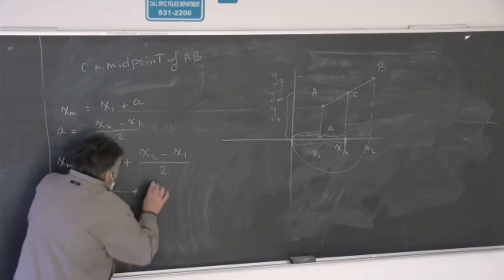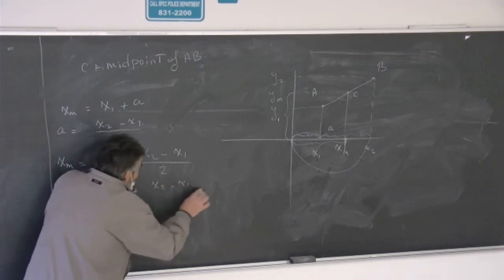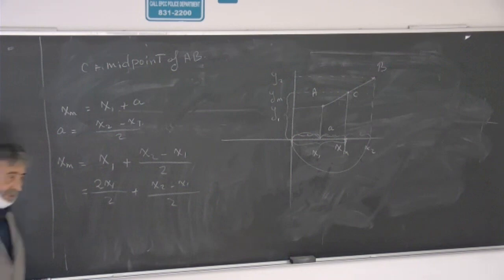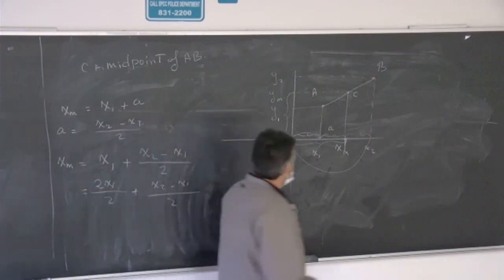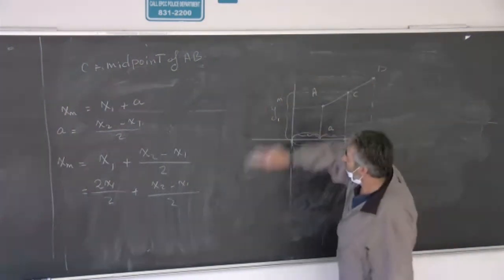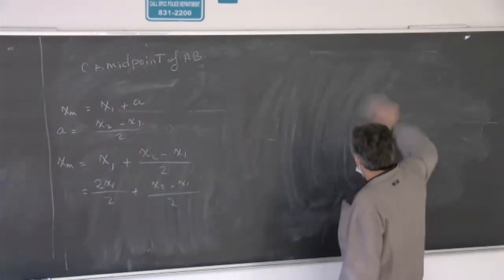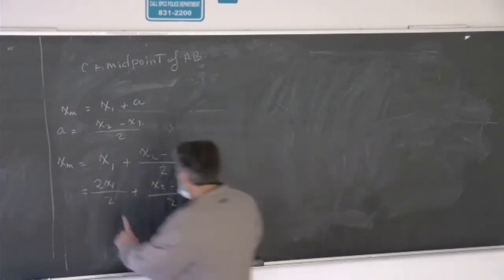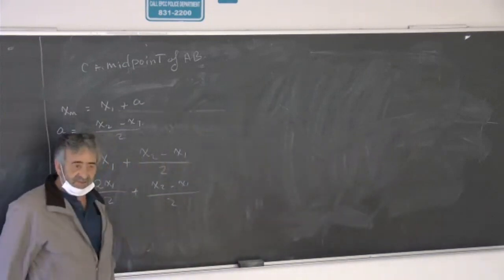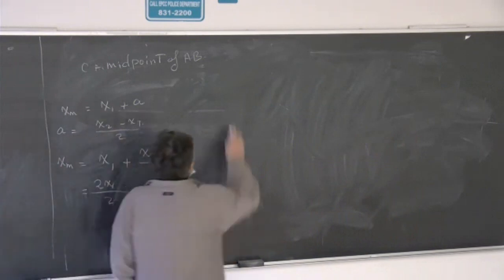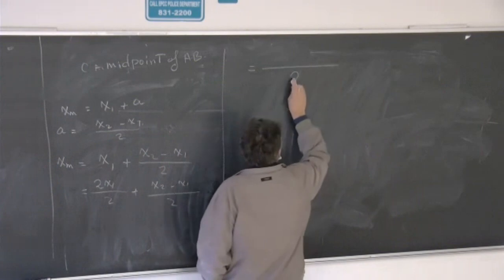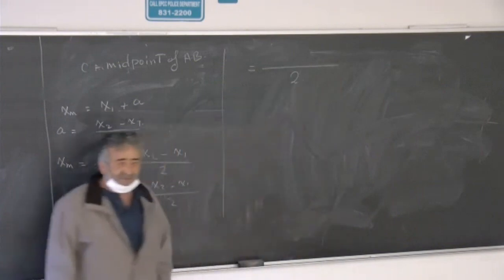Plus x2 minus x1 over 2. Correct? All right. We don't need this anymore. Let's go ahead and erase that. Because both of them have the same denominator, I can put them all on the one denominator. Correct? So that's equal. I'm just going to say 2 over here. That's the common denominator for all of them.